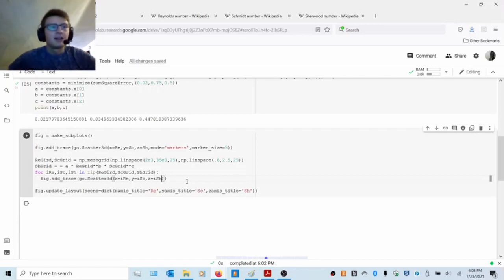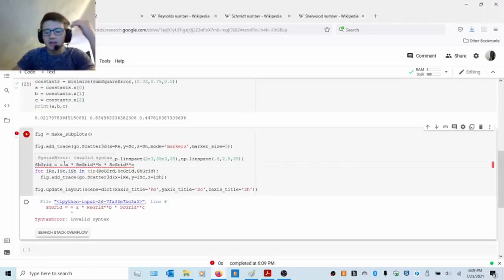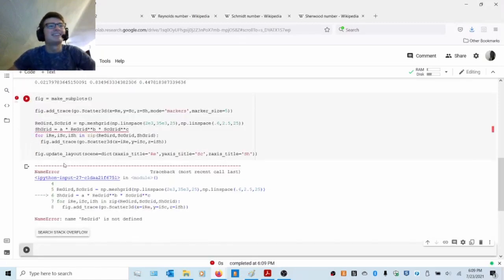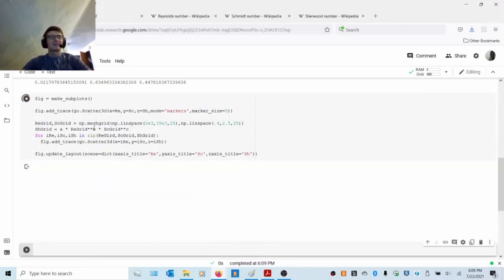But anyway, now we've created some traces, and it has these increments, and this increment is basically going to pull out the first value from the Reynolds grid, the first value from the Schmidt grid, and the first value from the Sherwood grid. So let's just see what this looks like. Oh no, it didn't like the syntax. Oh, because there's two equals signs. Oh no, I still didn't like it. It's because I can't spell grid. I spell it gird, like bird, but with a G.